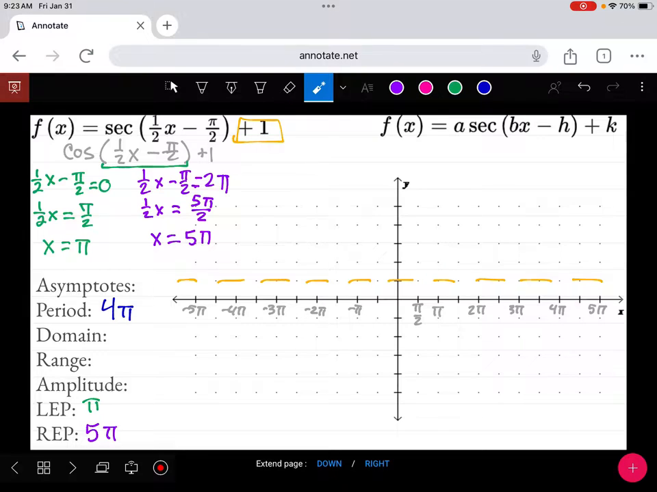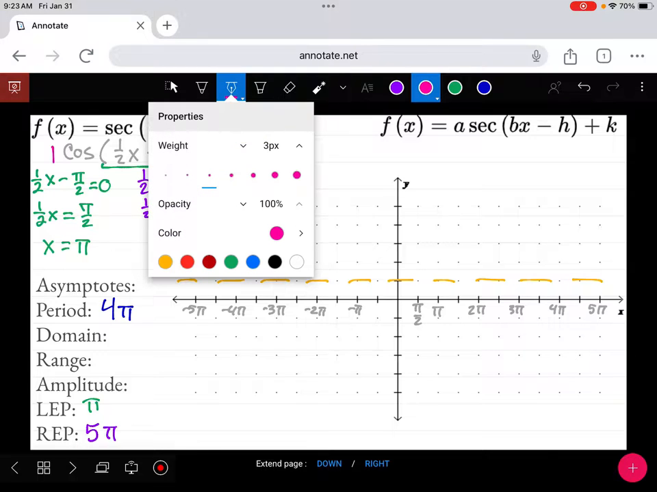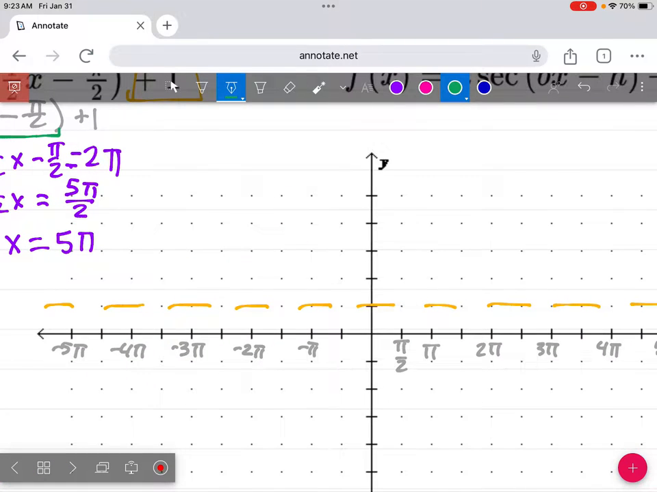Where do I start with cosine? 1. Yeah, up 1 from my midline. My waist is my midline. So I have 1 point that's up high. I need to go up from my midline by our amplitude. We don't have anything up front, so our amplitude's 1. So I go up 1 from that center line on pi. So here should be my left end point.